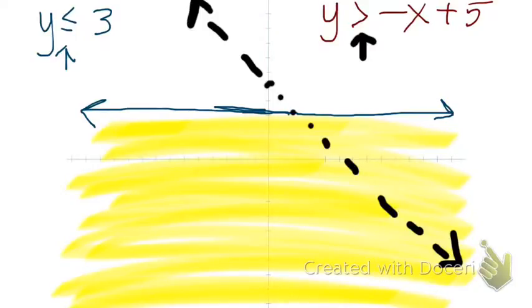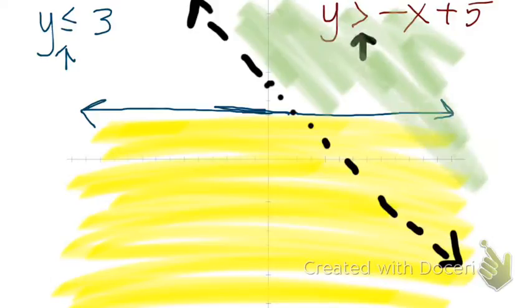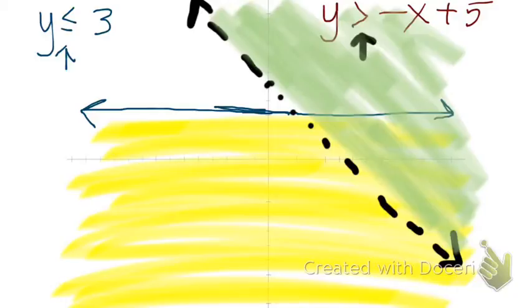Now here comes the fun part of shading. Let me see if I can get my color changed here real quick. So this reads y is greater than the line, basically. So on what side of that dashed line is it going to be greater than? Which side of it is the top? Well, it is this region all over here. So notice I shade that whole side of that entire line.